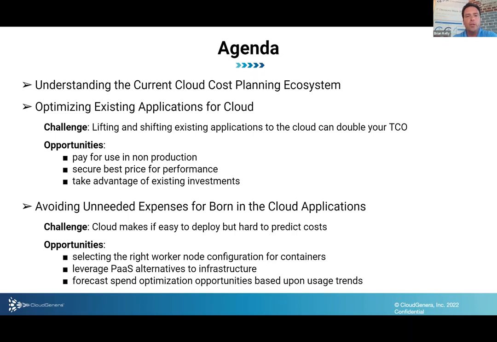Then we'll transition to two topics. First, topic focused on optimizing existing applications for the cloud. It's clear to most businesses now that there's a challenge when you attempt to migrate applications to the cloud. The lift and shift strategy in particular is something that we'll touch on briefly, but we'll spend most of our time focused on opportunities to achieve better economics of leveraging cloud services.